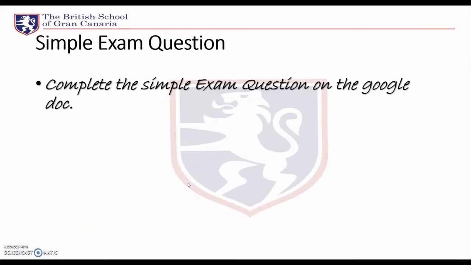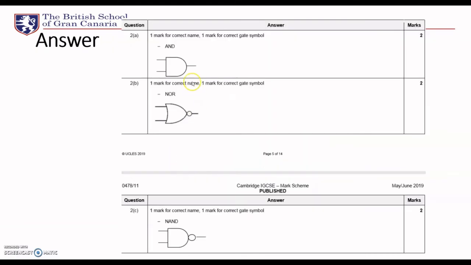Back, I hope you're confident with your answers. So, here are the answers. The first one was an AND gate. The next one was a NOR gate. And then this one was the NAND gate. So I hope you got that right. As you can see, with the mark scheme here, it's one mark for the correct name and one mark for the correct symbol. So it's 2 marks per question.